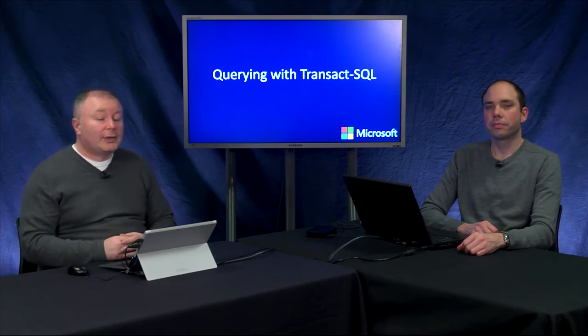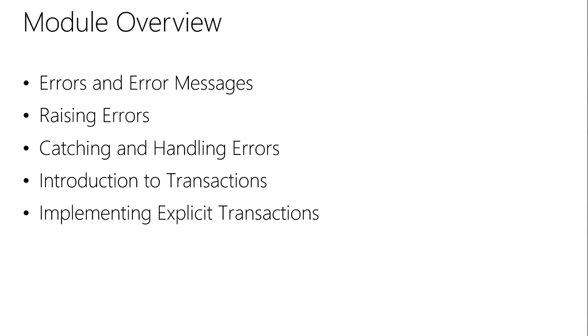So we're going to talk about a number of different things in this module. We're going to talk about errors and error messages. So either something goes wrong in the system itself and an error occurs, and we'll see the error and error message, or you yourself have some logic that you've determined a condition has arisen that you want to throw an error for. So we'll look at how we handle that. We'll look at how we raise those errors. We'll look at catching and handling errors in your Transact-SQL code so that you can recover from an error situation and get the database to a state that you're happy with, even in the event of something going wrong.